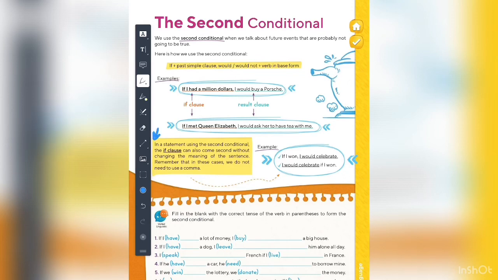So, in a statement using the second conditional, the if clause can also come second without changing the meaning of the sentence. Remember that in these cases, we don't need to use a comma. Examples right here. If I won, I would celebrate. Yep. If we change the position of the if clause and the result clause, we don't use the comma. You see? I would celebrate if I won. There's no comma there. Pretty simple, right?